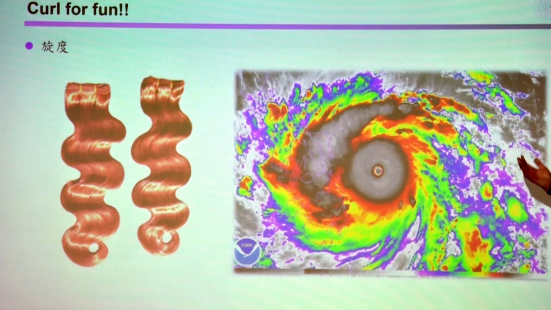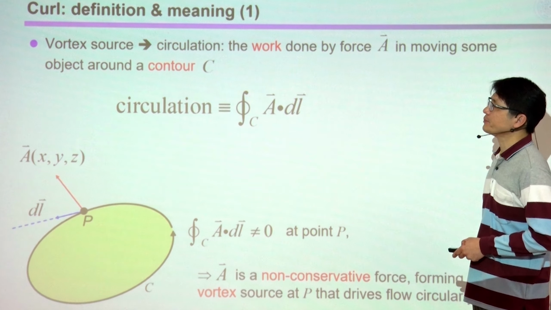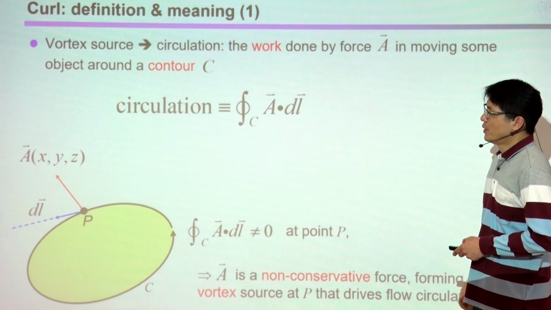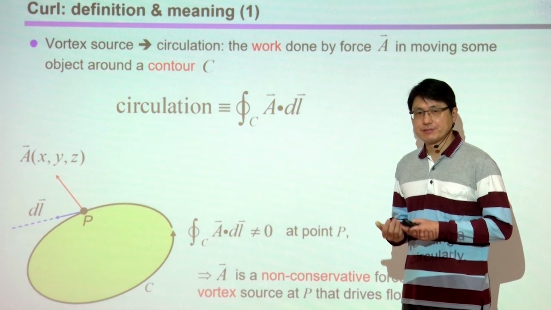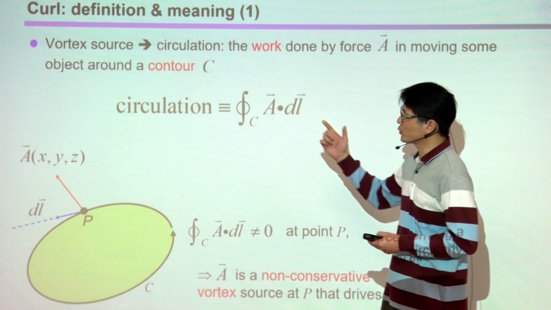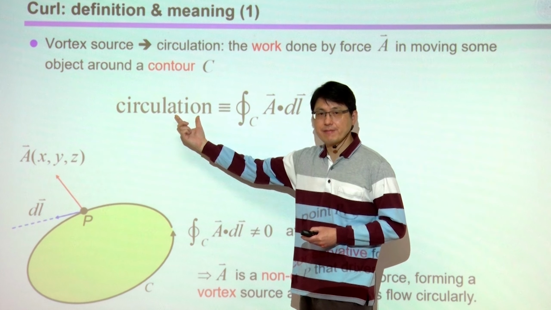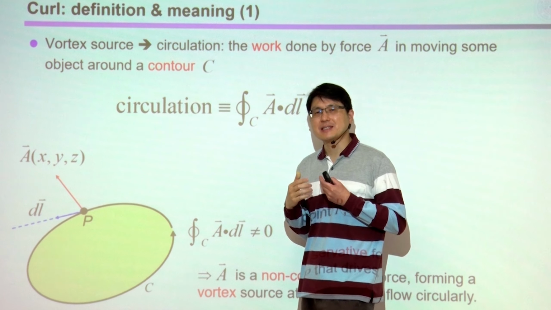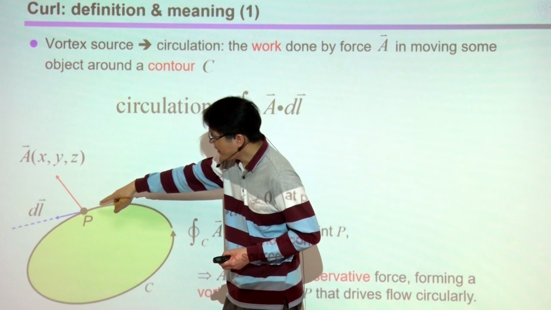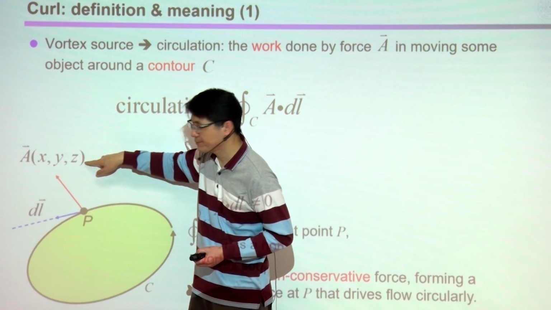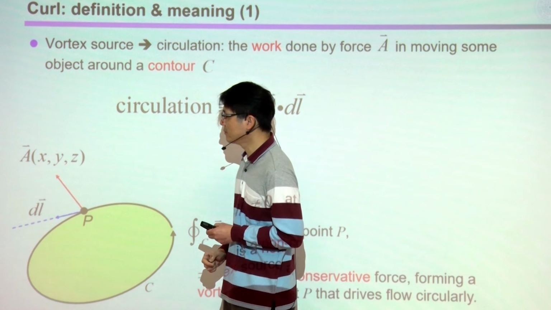Okay, so let's talk about the formal definition. When we try to evaluate the curl of a vector field, essentially we are trying to calculate the net circulation of that field. What does net circulation stand for? For example, I have my vector field A. It is a function of space, of course.